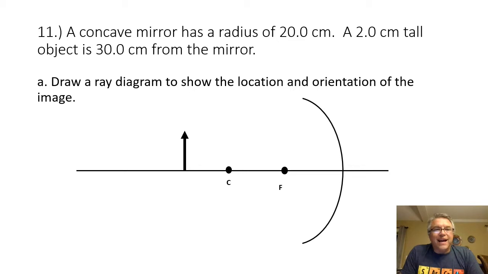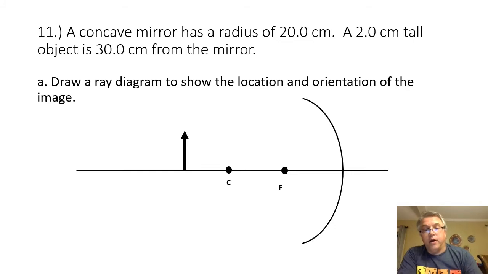It tells us that a concave mirror has a radius of 20 centimeters. A 2.0 centimeter tall object is 30.0 centimeters from the mirror. The first thing they want us to do is draw a ray diagram to show the location and orientation of the image.